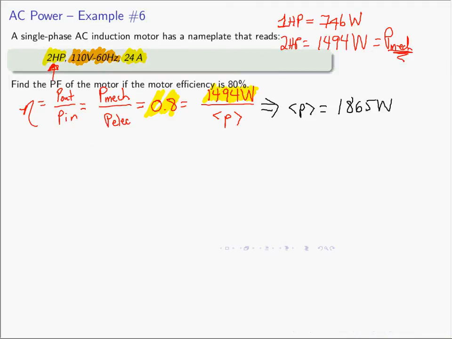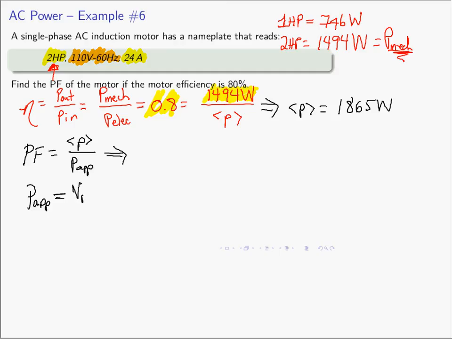So now we have the average electrical power. The question is, what's the power factor? We know that power factor is the average power over the apparent power. So in order to find this, we need to figure out the apparent power. The apparent power is the power that appears to be in the circuit, assuming you forget all those funny cosine terms and things like that.